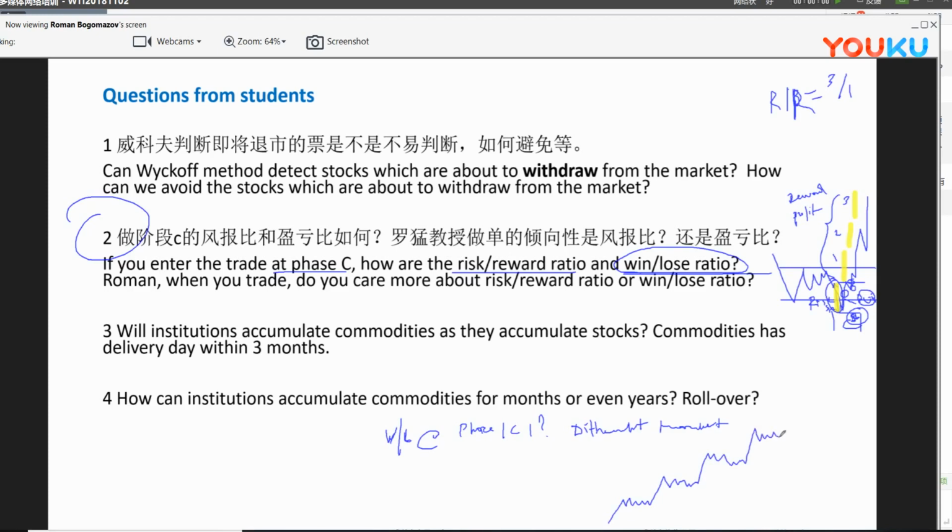For instance, in the uptrending markets, you're going to have phase C that is going to give you a very good signal. And every time we have some kind of reversal in the trading range in phase C, during the uptrend, you're going to be extremely successful with this trade and with this concept.